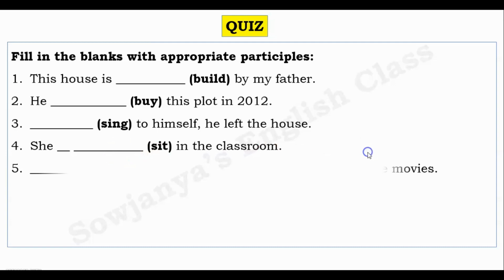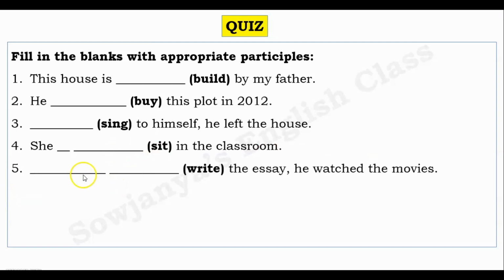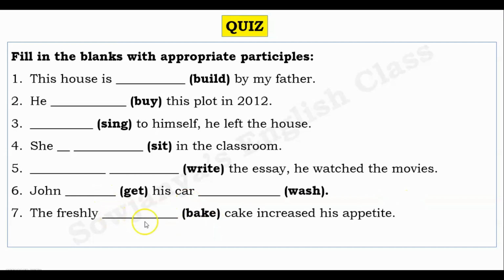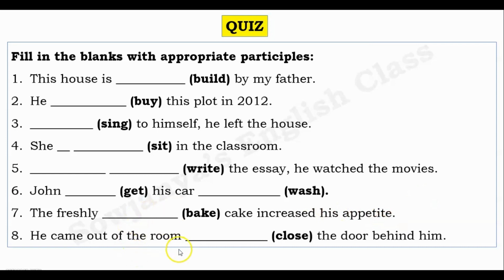Verb is sit. And here also you have two blanks. ____ ____ the essay, he watched the movies. Your verb is write. John ____ his car. ____. Okay, here you have two verbs, get and wash. The freshly ____ cake increased his appetite. Your verb is bake. He came out of the room, ____ the door behind him. Your verb is close. So this is your quiz.